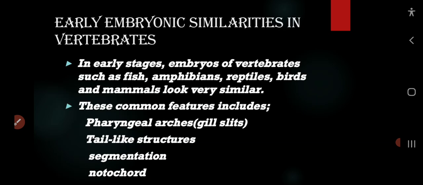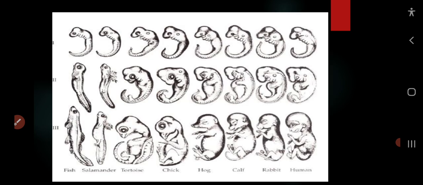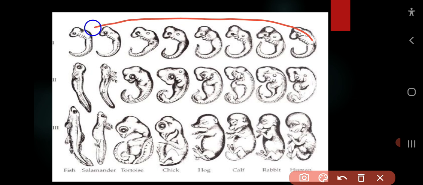Now, we've got the definition. Now we need to understand the similarities of the embryos. In comparative embryology, there is comparing of embryos. At early stages, embryos of vertebrates, fish, amphibians, birds, mammals look very similar. I think you can see that they look a little bit similar. This is according to Haeckel. According to Haeckel, they are very, very similar at a certain stage.